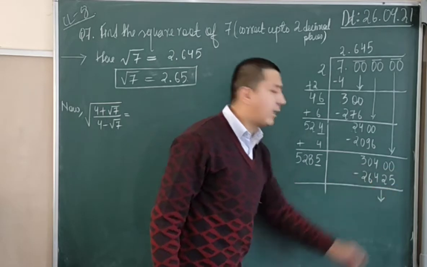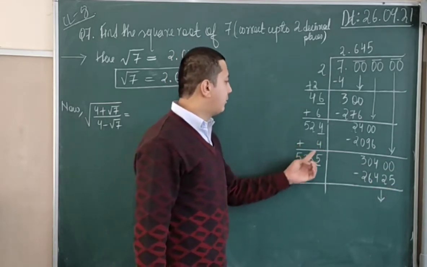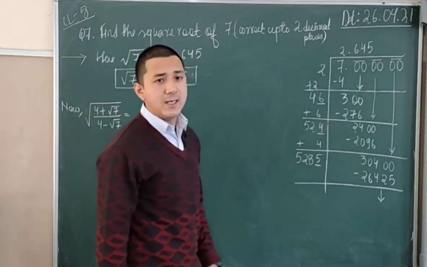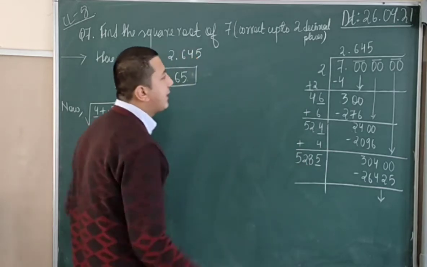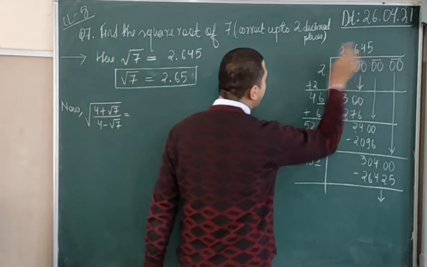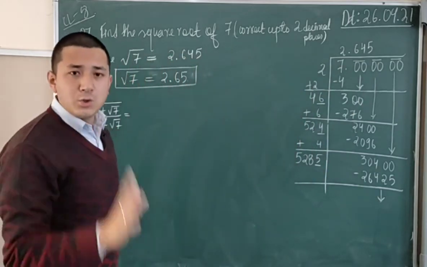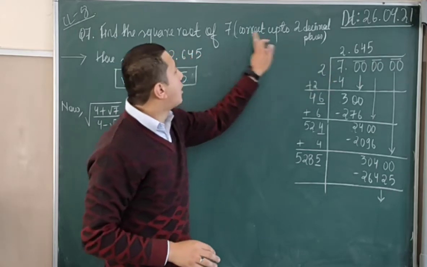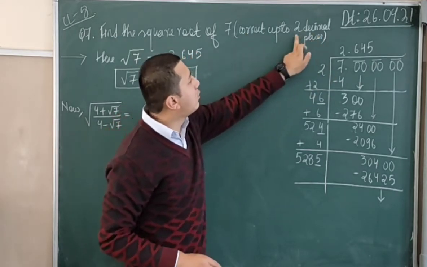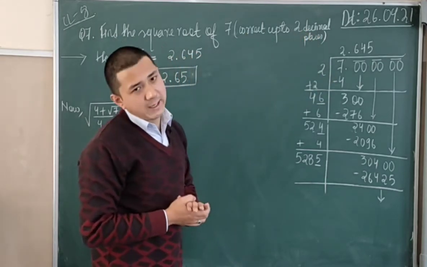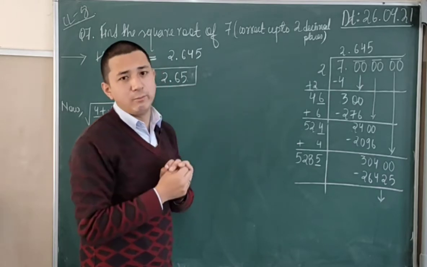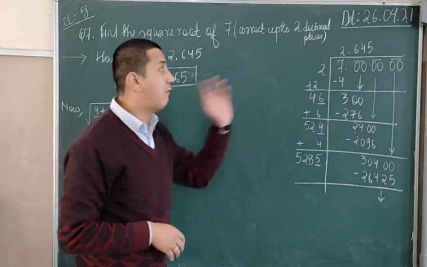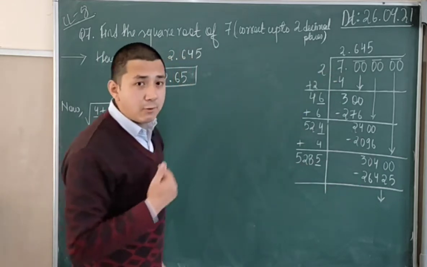Subtract, you will get 30,400. Which number to put now? 524 plus 4 will be 528, and then the last digit is 5. Now why am I taking 3 decimal places out here? Because the question is asking me to find the value of root over 7 correct up to 2 decimal places. So after the decimal, there has to be exactly 2 digits. So now I have to round it off.